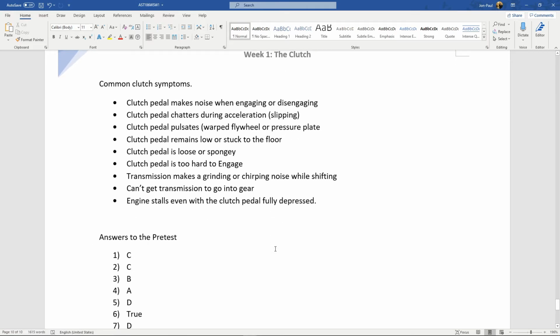Now let's talk about some clutch problems. My clutch pedal makes a noise when engaging or disengaging. This is what everybody tells me. I need a new clutch because when I shift from second to third, it grinds. I want you to think about this. The clutch engages and disengages the engine from the transmission. And we haven't really gotten into the transmission yet. We're going to do that next week.